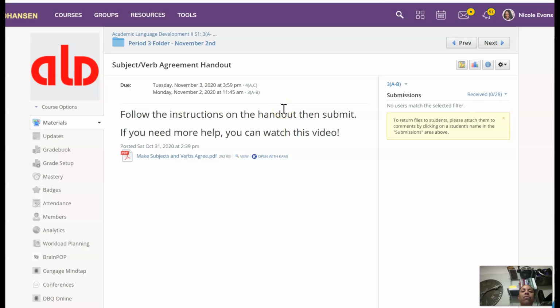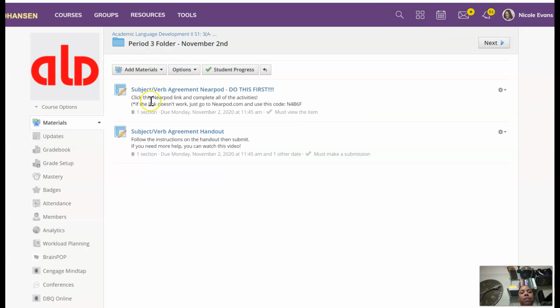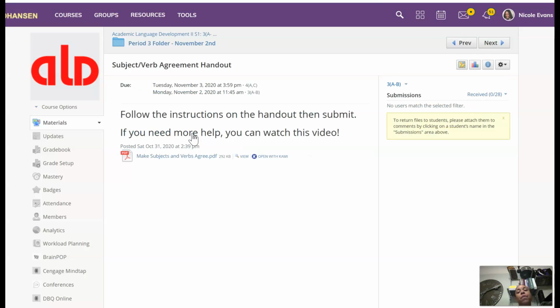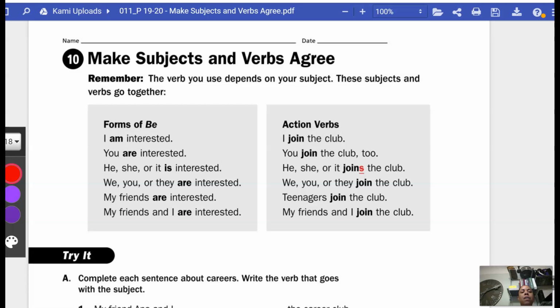Now remember, you're doing this assignment after you do the Nearpod assignment. So hopefully you did that first, and now you're on the subject verb agreement handout. So let's go back there again. If you haven't done the Nearpod, do that first and then come back to this assignment. Open with Cami, and you should see a handout that looks like this.